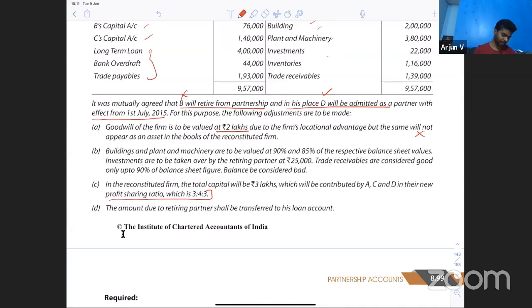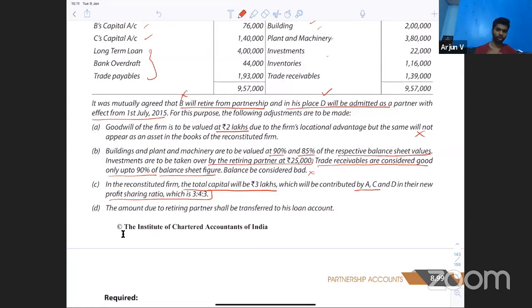Buildings and plant are to be valued at 90% and 85% of the respective balance sheet values. Investments are to be taken over by the retiring partner at 25,000. Trade receivables are to be considered good only up to 90% of the balance sheet figure. Balance to be considered bad. In the reconstituted firm, the total capital will be 3 lakhs, which will be contributed by A, C, and D in their profit sharing ratio. I think it's a pretty straightforward question.